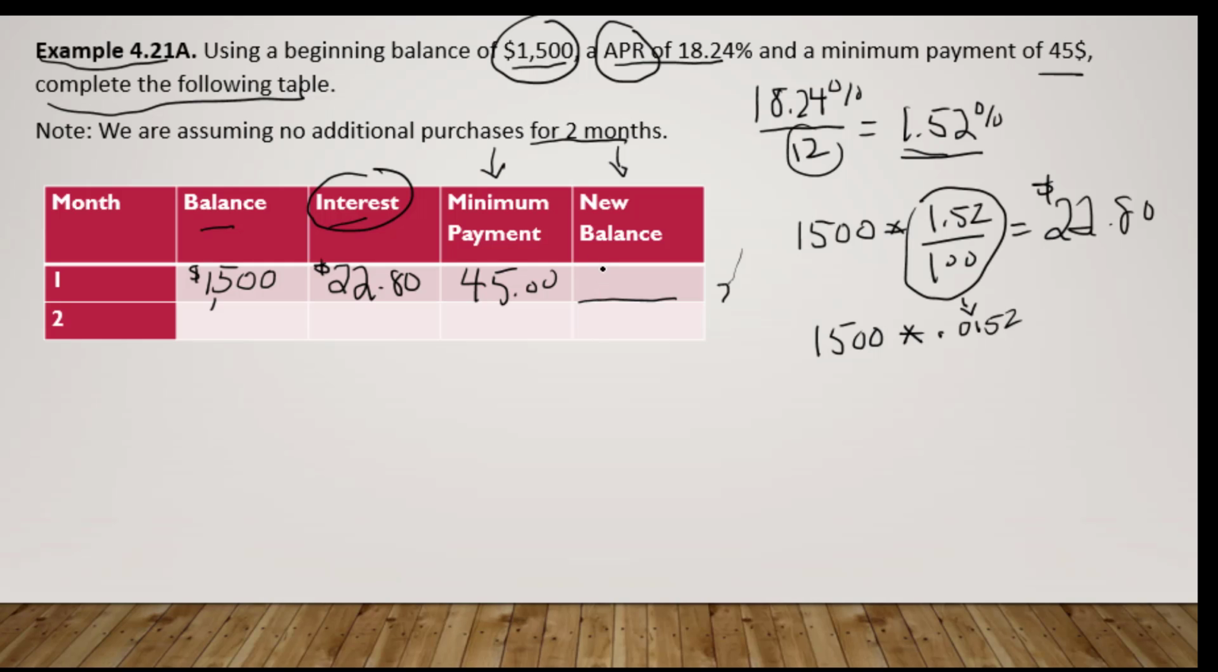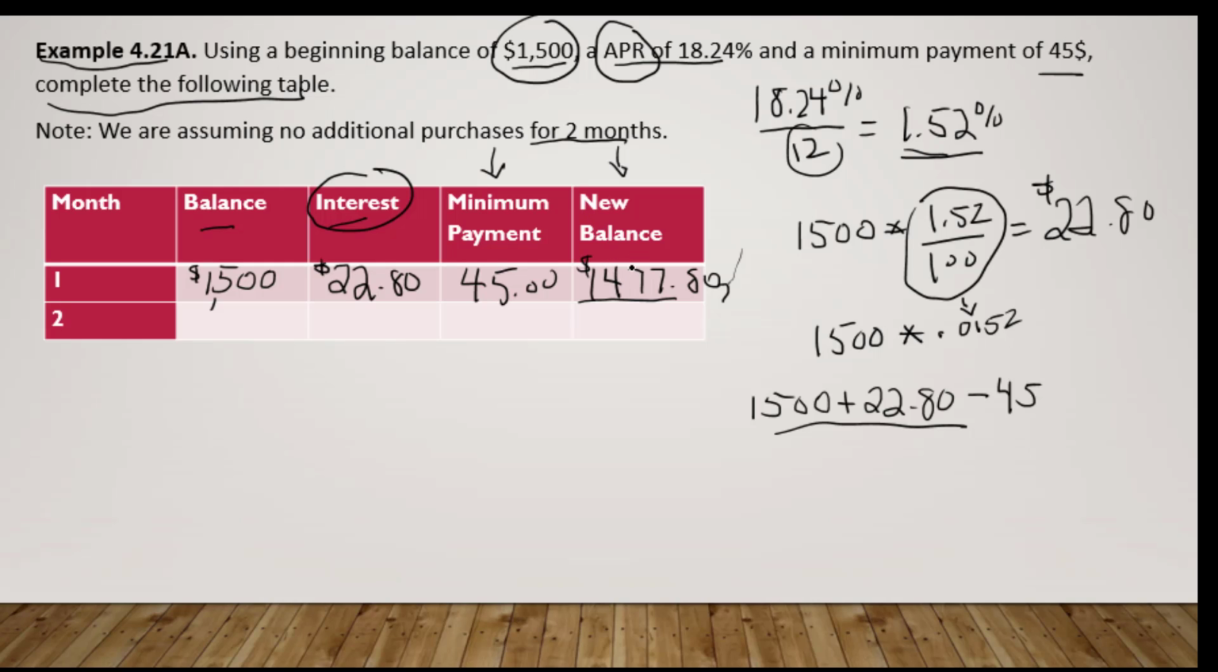So I am getting $1,477.80. Now how did I get that? Well, it's $1,500. That's what you owe. The man gets paid his $22.80. But you can take off the $45 that you paid to give you your new balance.